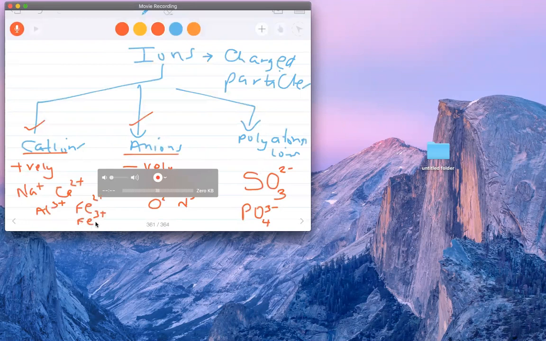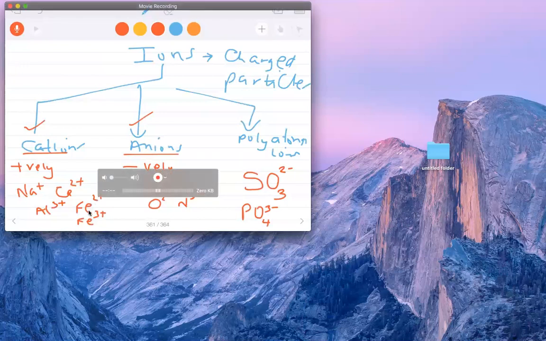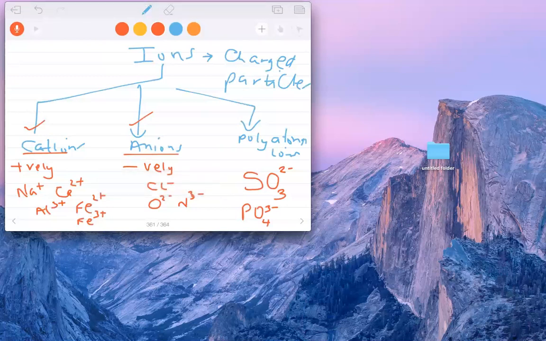For the transition metals, the d block elements, the criteria we just looked at for main group elements does not apply. They are unpredictable. You have to memorize their ionic charges. The easiest way is using the stock system. We're going to talk about that later. For these transition metals, we will come back to that.